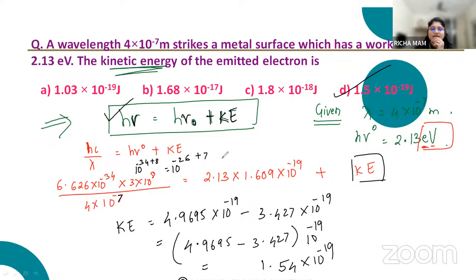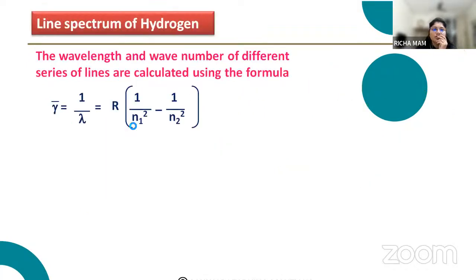Now just see how we got confused here. So each step you have to do properly. So I have got option number D. So 1.5 into 10 raised to minus 19 joules is the answer. I hope you have got it. Okay, let us go for the next one.